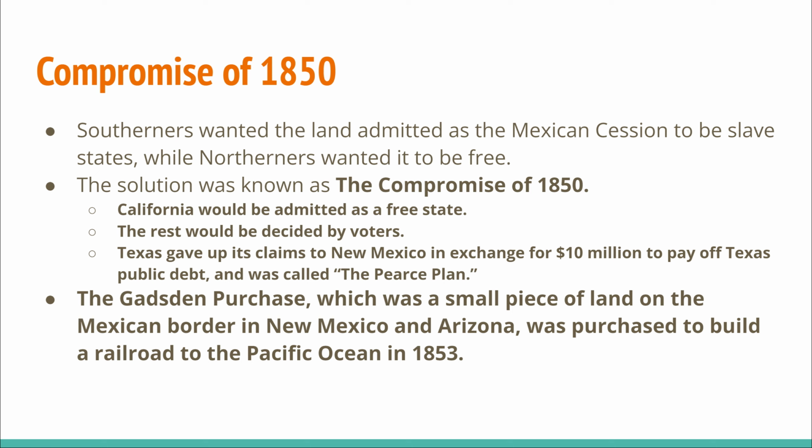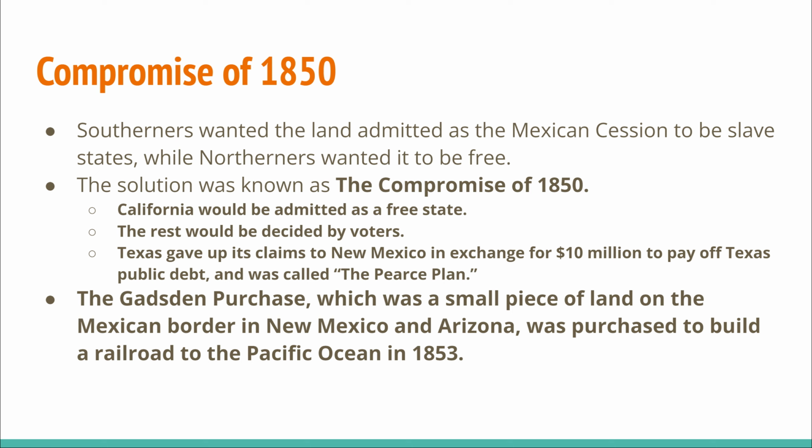So if you live in Arizona, the people in Arizona vote on whether they want to be a slave state or not. If you live in New Mexico, they put it to a vote whether it'll be a slave state or not. Texas is going to give up its claims to New Mexico in exchange for $10 million to pay off the Texas debt. That's going to be called the Pierce Plan. And then the Gadsden Purchase is where they purchase a small piece of land from Mexico in order to build a railroad.